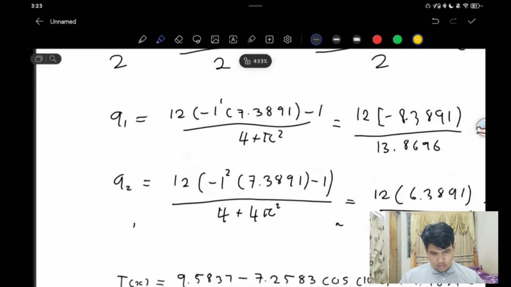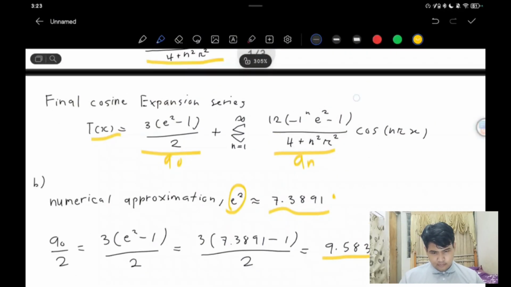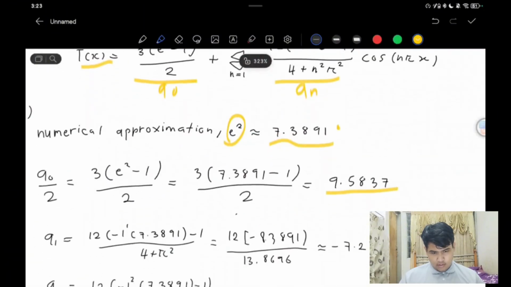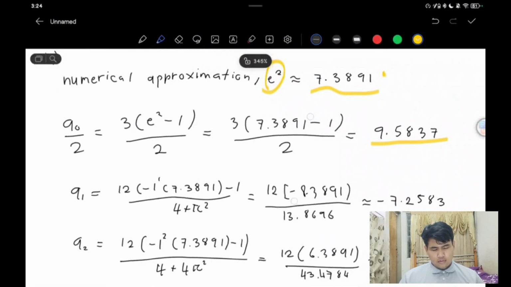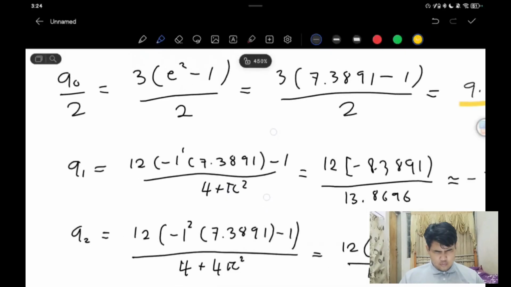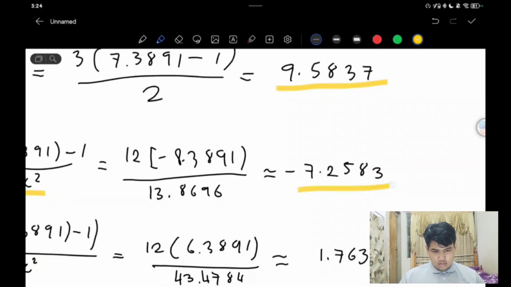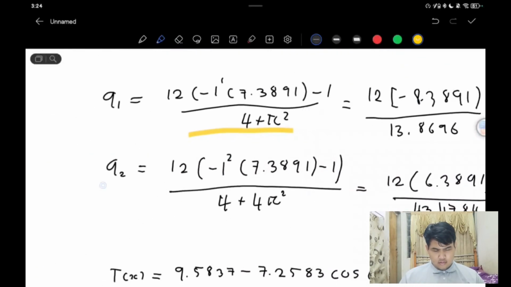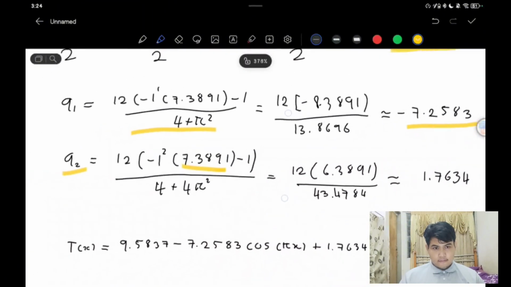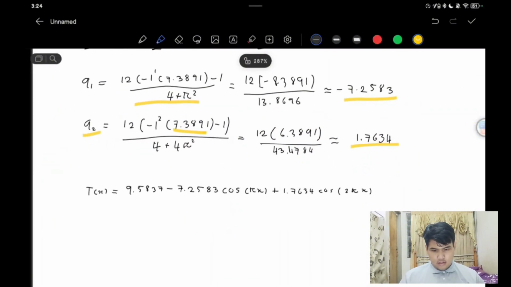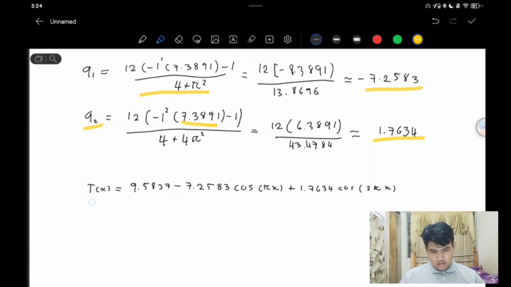So after that, we will find a1 from the a_n function. So we just need to substitute the 7.3891 in this function, and we will get negative 7.2583. And also the same for a2. We just need to substitute the 7.3891 and we get the answer 1.7634. And the final answer is T(x) equal to 9.5837, that is a naught, minus 7.2583 cos pi x, that is a1, plus 1.7634 cos 2 pi x, that is a2. So this is the final answer for B.